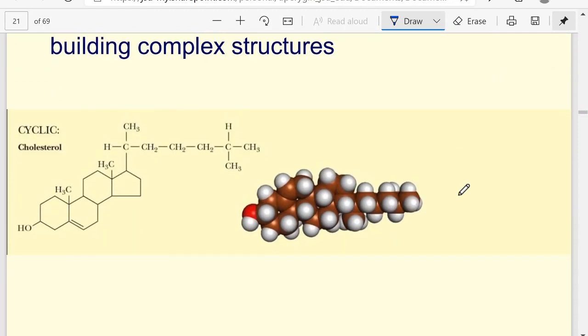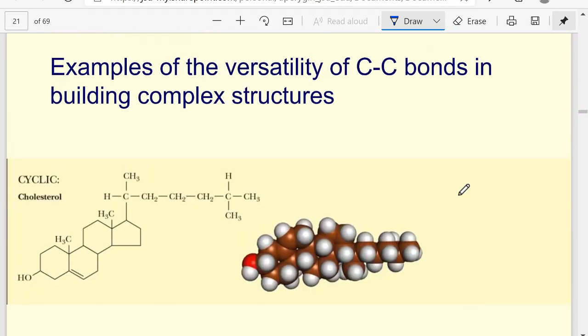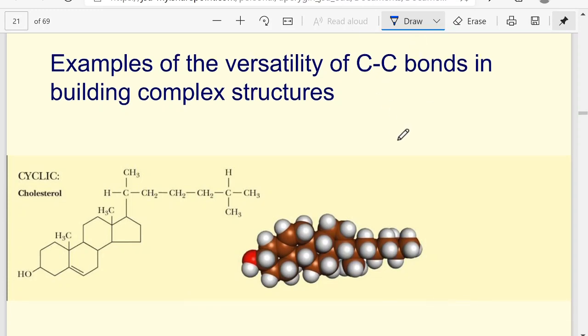All right, so here we have a different type of complex small molecule. We have cholesterol, which is comprised of this ring, this cyclic structure, and it also has an OH group. So this is an alcohol, and we have a double bond here. And so this is an example of a cyclic molecule made of carbon-carbon bonds.